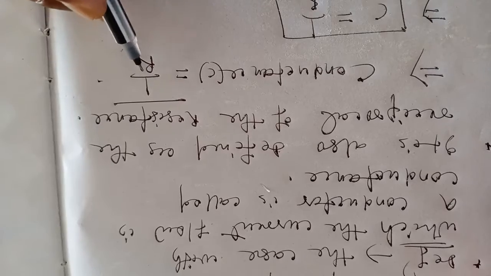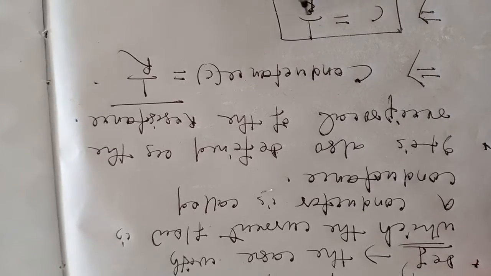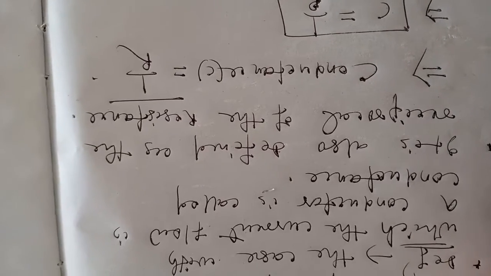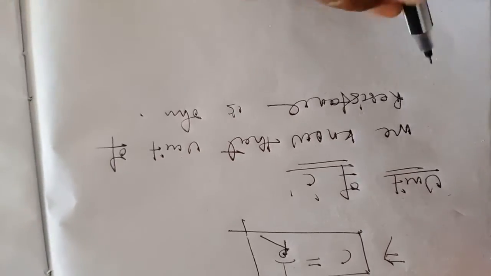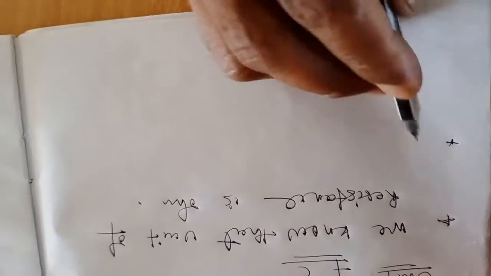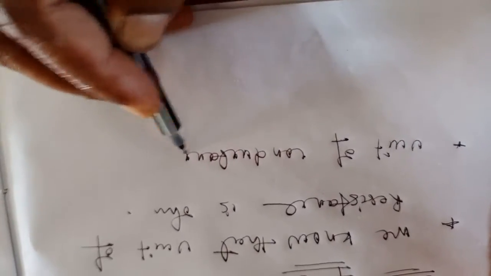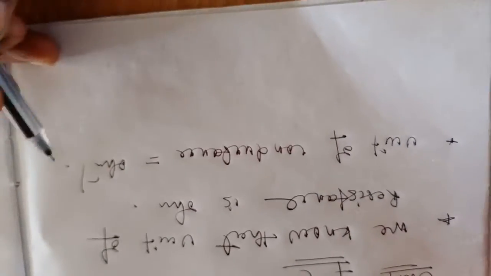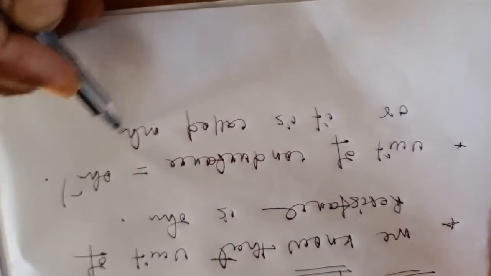We know the resistance is equal to R, so the conductance C equals 1 by R. The unit of C, the conductance: we know that the unit of resistance is ohm, so the unit of conductance equals ohm inverse, or it is called mho.